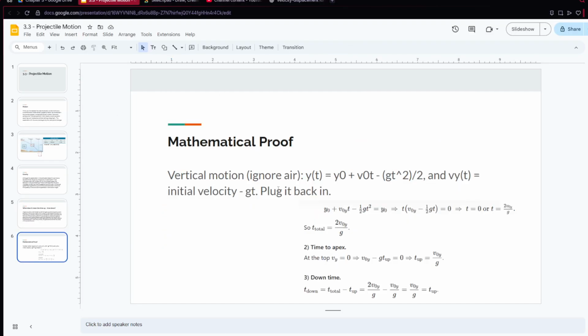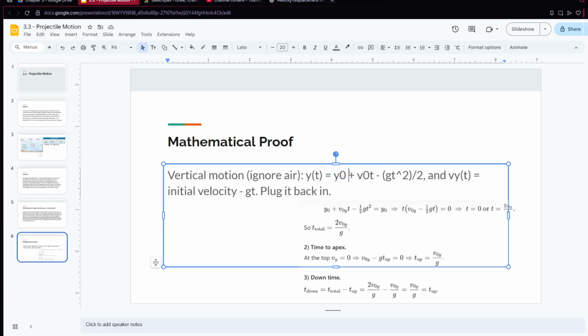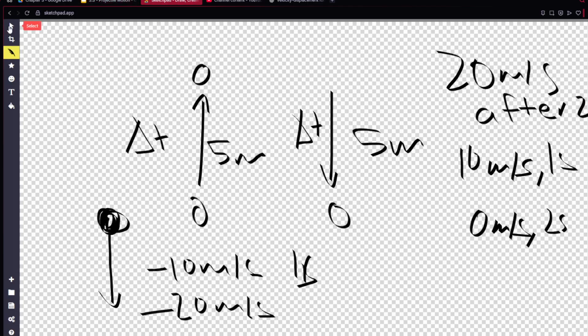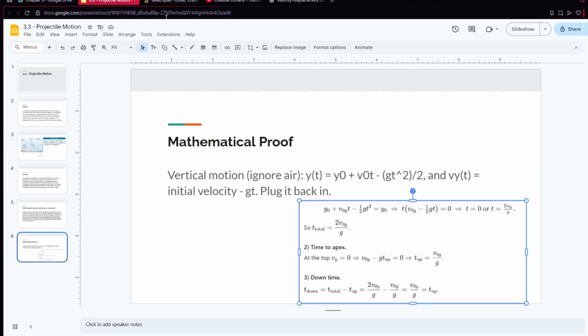So let's come over here. This is the proof here. Vertical motion, ignore air. So this is the kinematic equation, and we have this proof here. So let's go over this proof. And this is the one given in our book. Oh wow, it's kind of invisible, so let me just screenshot it.